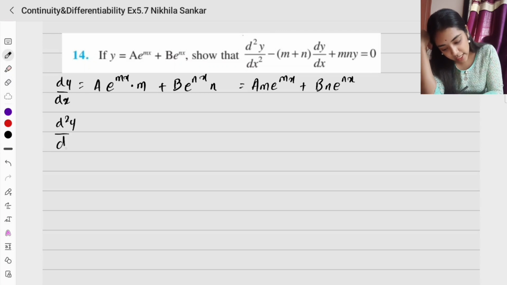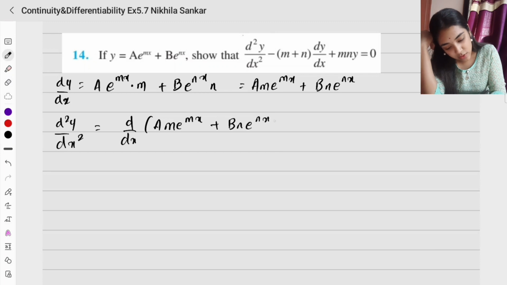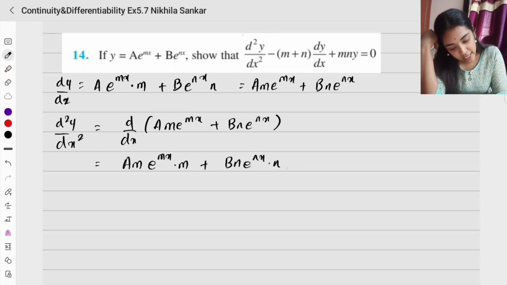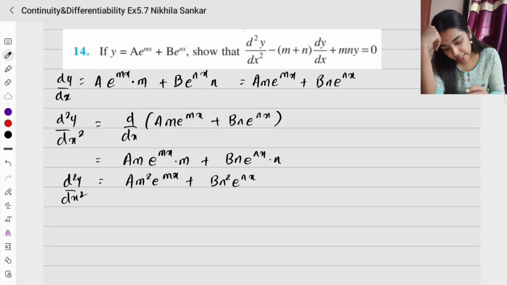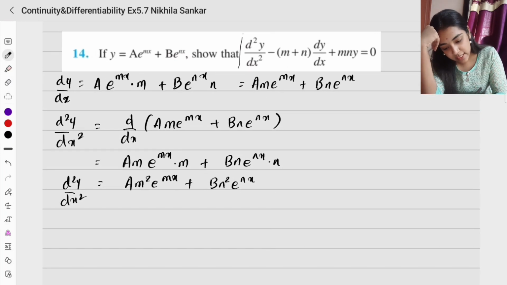Now second order, d square y divided by dx square equals d by dx of a m e to the mx plus b n e to the nx. So I have a m as a constant, e to the mx, again the coefficient is m, plus b n is a constant, e to the nx, again the coefficient is n. So what will I have? a m square e to the mx plus b n square e to the nx. So this is my d square y divided by dx square. What are they asking us to prove? This I need to prove.